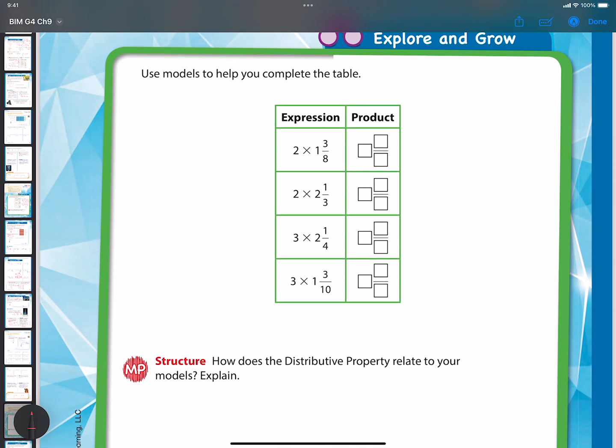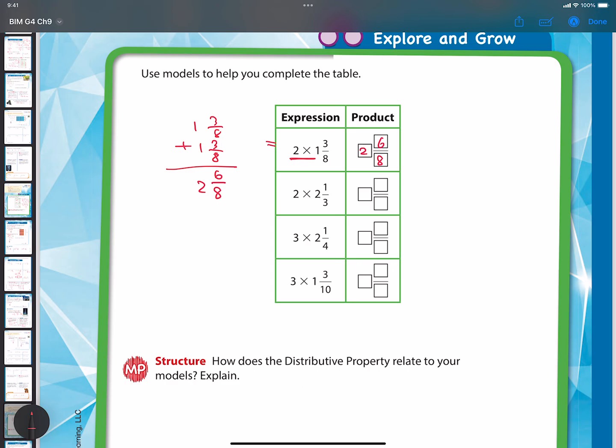Use models to help you complete the table. All right, 2 times 1 and 3 over 8. Remember, multiplication is what? Repeated addition. So this is equal to 1 and 3 over 8 plus 1 and 3 over 8. 3 plus 3 is what? 6. And our denominator stays the same. And 1 plus 1 is 2. So the answer is 2 and 6 over 8.